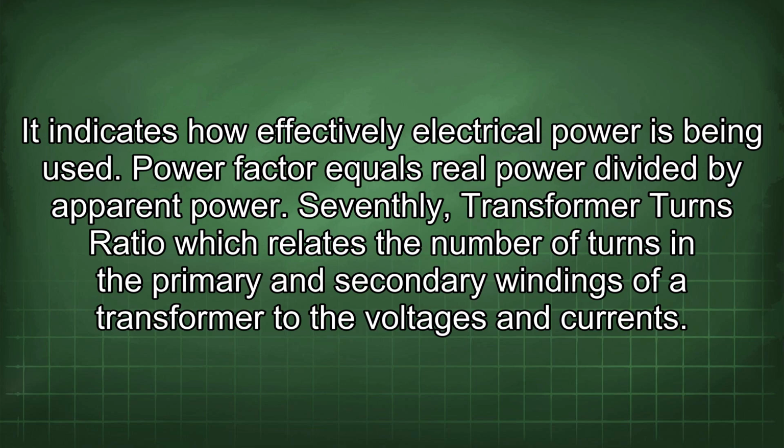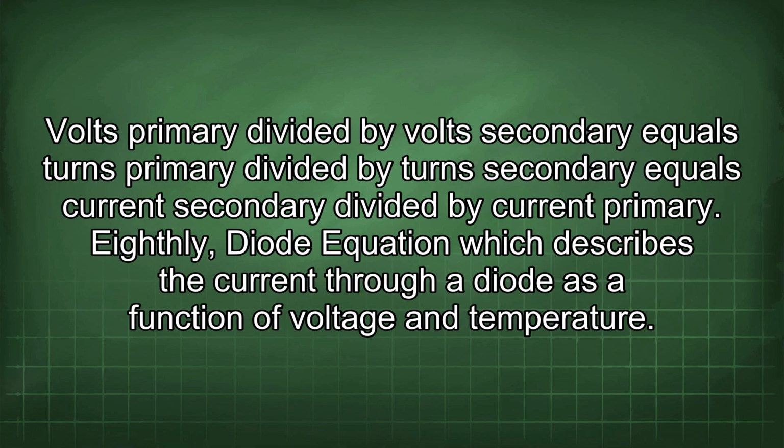Seventhly, transformer turns ratio, which relates the number of turns in the primary and secondary windings of a transformer to the voltages and currents. Volts primary divided by volts secondary equals turns primary divided by turns secondary equals current secondary divided by current primary.